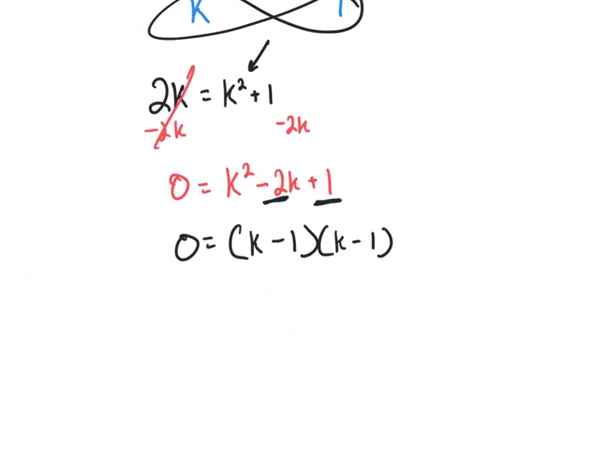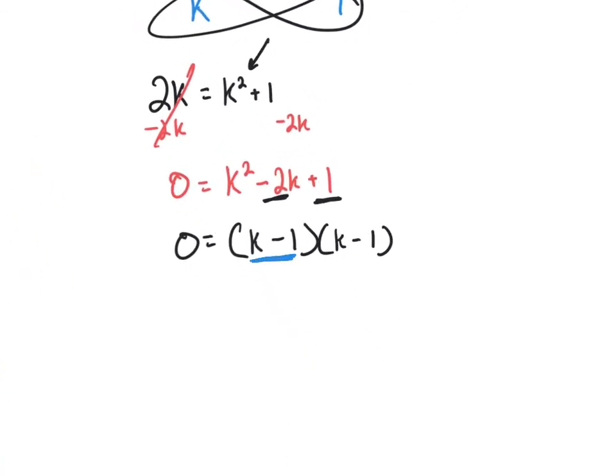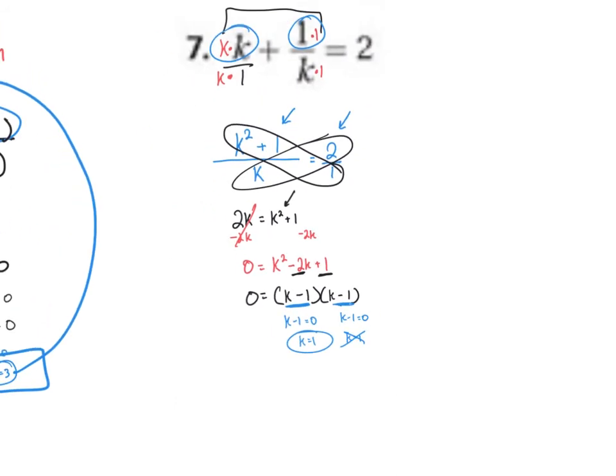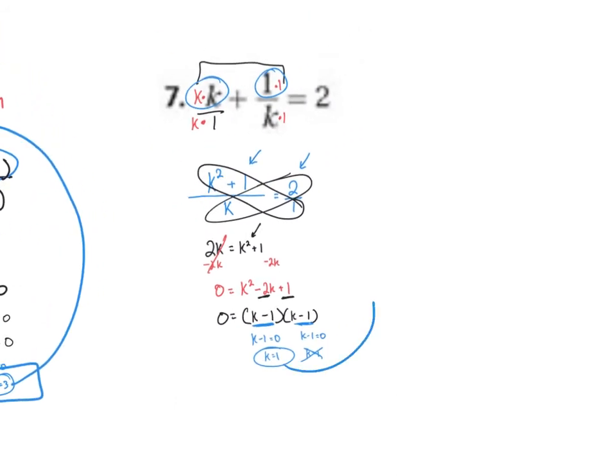Okay, so the only way that this is going to equal 0 is if this group equals 0 or this group equals 0. So we're going to go k minus 1 equals 0 or k minus 1 equals 0. So k equals 1 or k equals 1. Well, those are the same answer. I don't need to repeat it. Just say it once. k equals 1. Now, is that going to create a problem in the original equation? Nope, not going to create a 0 on the bottom of a fraction. k equals 1. Looks like our answer.